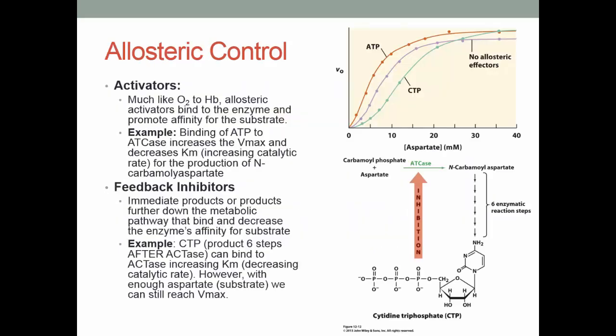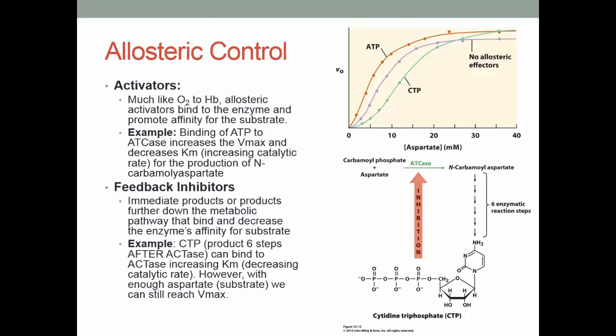Allosteric control of enzymes can also be positive. Activators are small molecules that bind to enzymes in order to promote affinity of the substrate, sort of like how we saw in the binding of oxygen to hemoglobin to promote the binding of more oxygens. In one example from the text, the binding of ATP to ATCase increases the Vmax and decreases the Km for the production of N-carbamoyl aspartate.